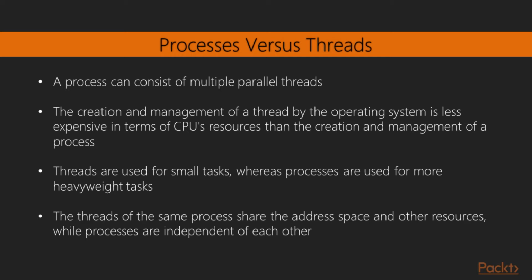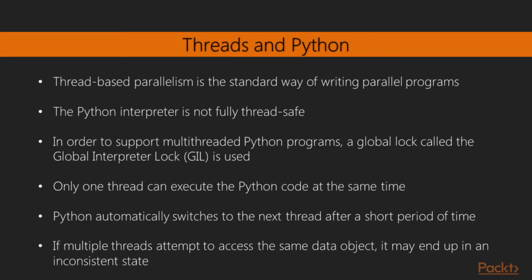1. A process can consist of multiple parallel threads. 2. Normally, the creation and management of a thread by the operating system is less expensive in terms of the CPU's resources than the creation and management of a process. Threads are used for small tasks, whereas processes are used for more heavyweight tasks, basically the execution of applications. 3. The threads of the same process share the address space and other resources, while processes are independent of each other. As mentioned earlier, thread-based parallelism is the standard way of writing parallel programs.